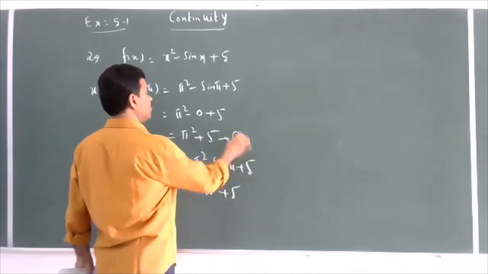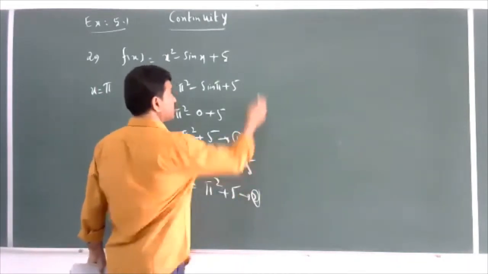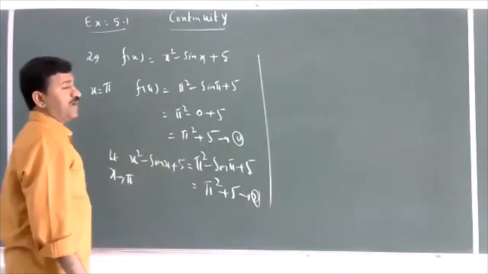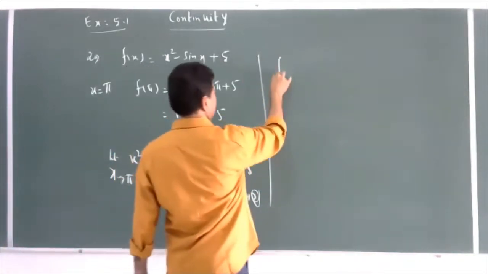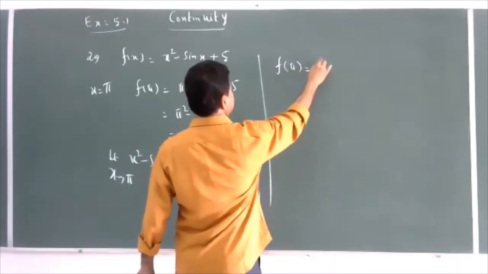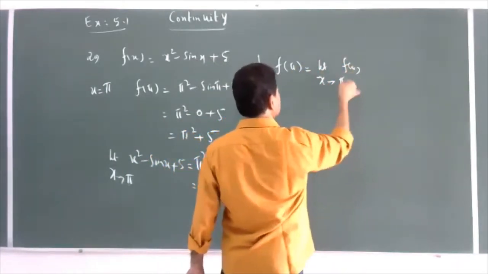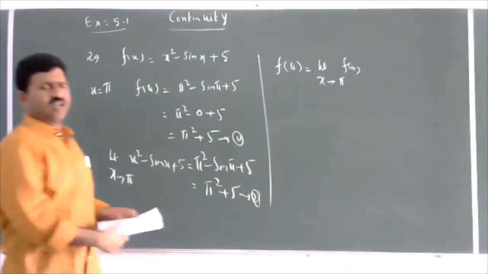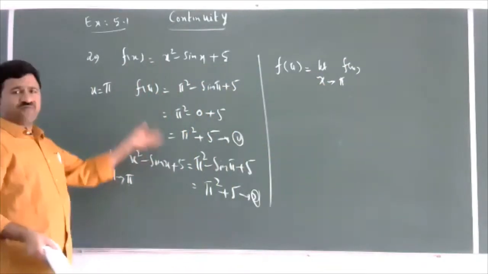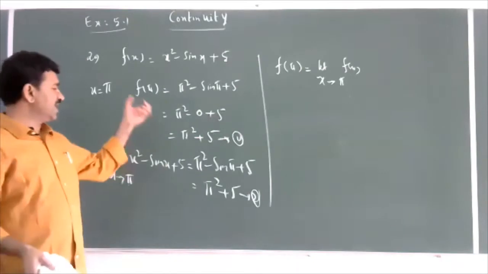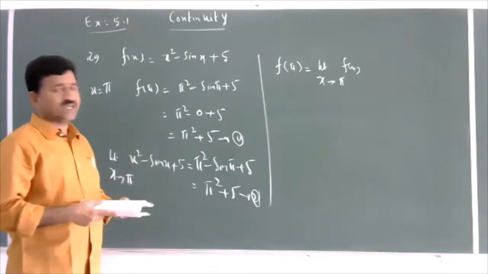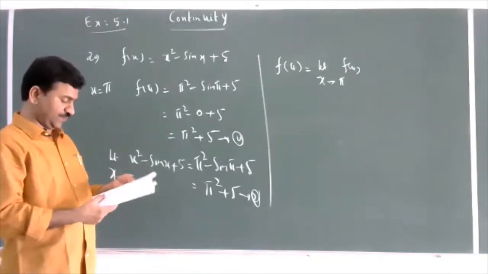So from equation 1 and 2, what is your observation here? f of pi is equal to limit as x tends to pi of f of x. So limit value is equal to function value. At x equals pi, f of x is continuous.